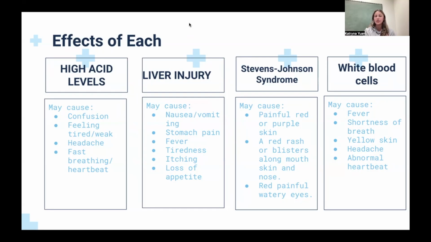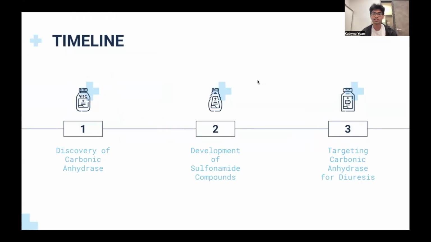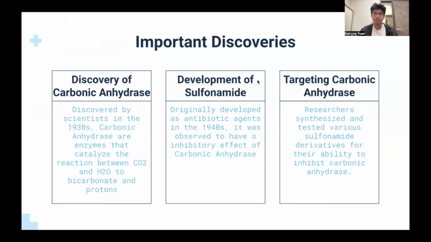Finally, we will talk about the discoveries that led to the development of the drug. There were three major discoveries that led to the discovery of acetazolamide. The first is the discovery of carbonic anhydrase. This was discovered in the 1930s, and it's an enzyme that catalyzes the reaction between carbon dioxide and water to create bicarbonate and protons. This was found at the time to play a pivotal role in pH stability in the renal system, and therefore a lot of the other developments were based around that.